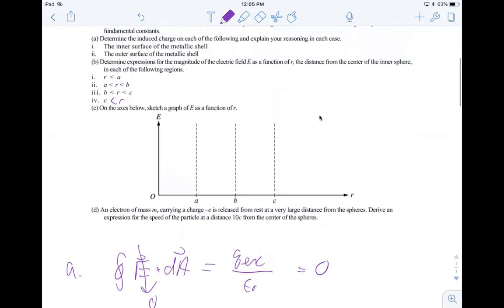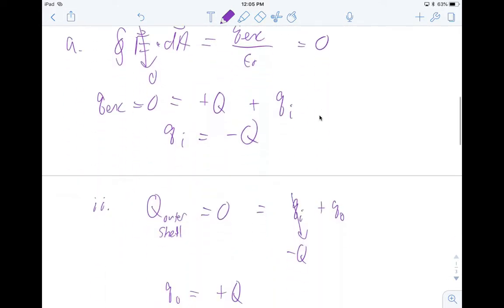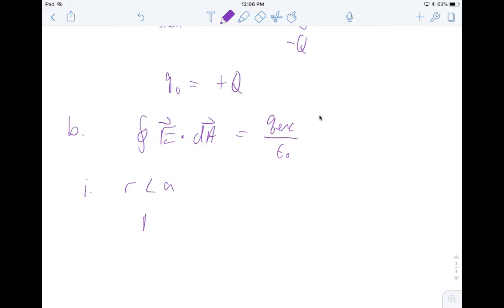Okay, this is really important. They tell us that the metal sphere in the middle has a radius A. It's metal, it's a conductor. So what does that mean? That means that the electric field inside of that thing is 0. So you can just write E equals 0 because Q enclosed will equal 0. I don't think you need to explain yourself, but you should just be able to write E equals 0 for that and get points for it.